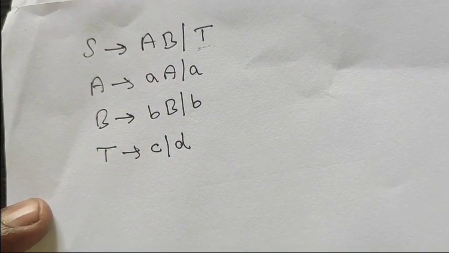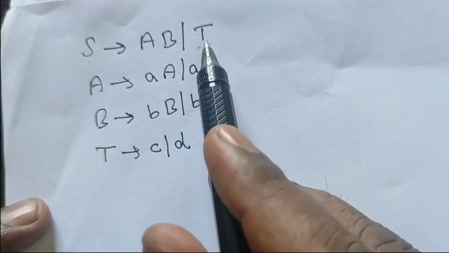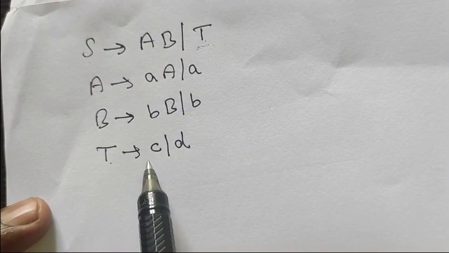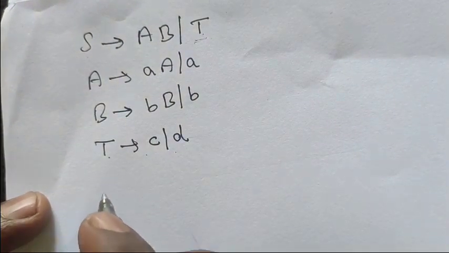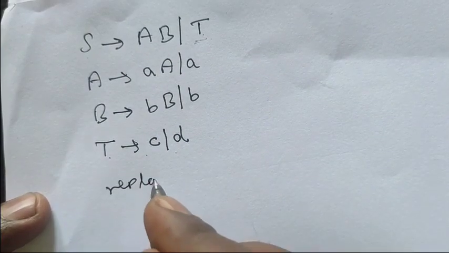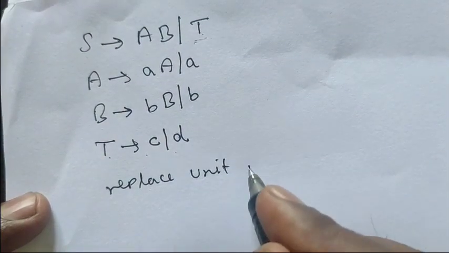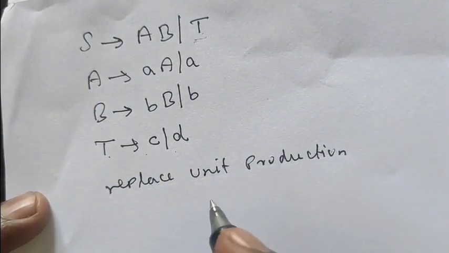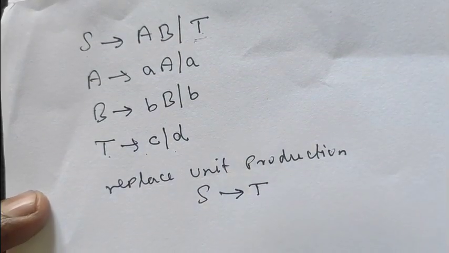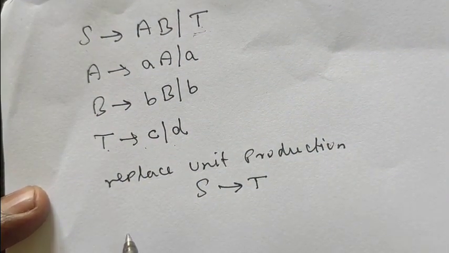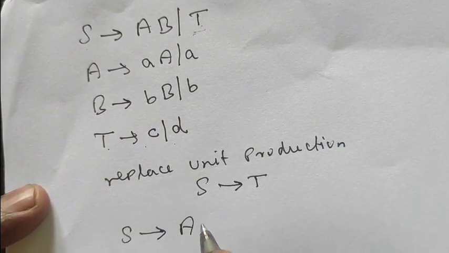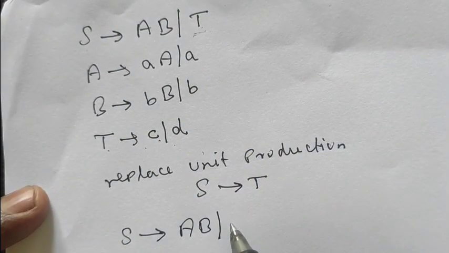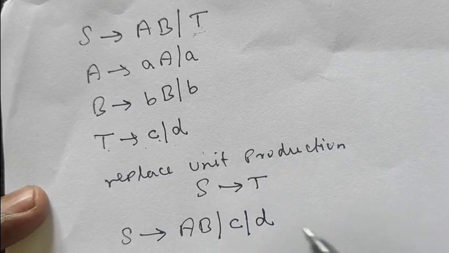So how to get rid of that? The best idea is to replace this T by its own productions. When you replace T by its own productions, T can be replaced by C or D here. So we will replace the unit production. What is the unit production? S tends to T. So how to replace that? We can write S tends to AB, and then this T can be replaced by C or D.